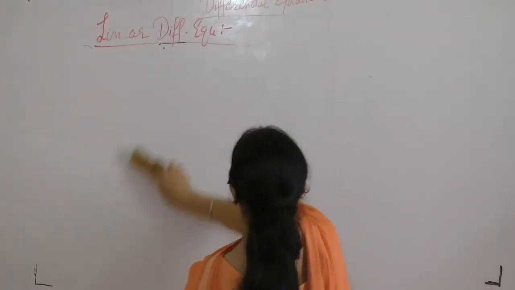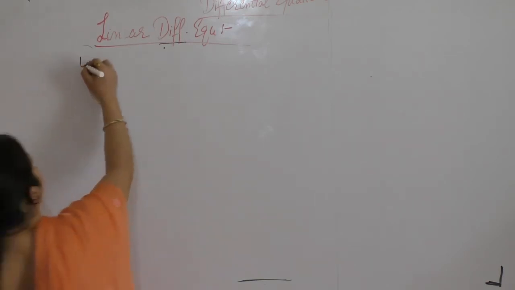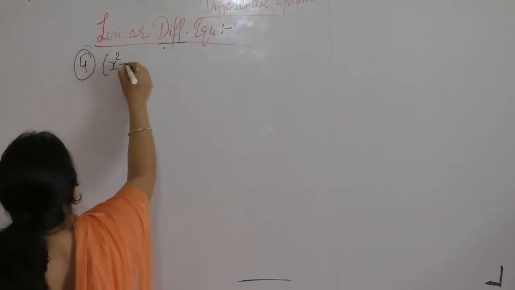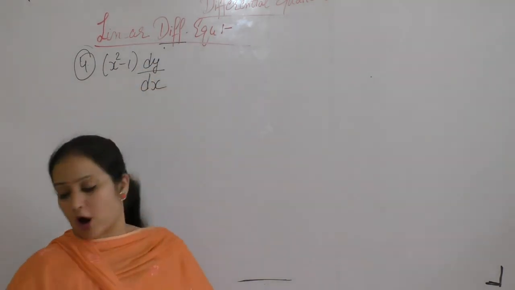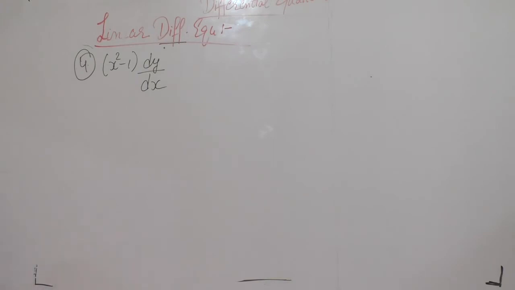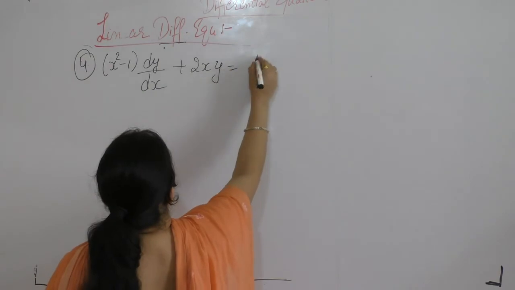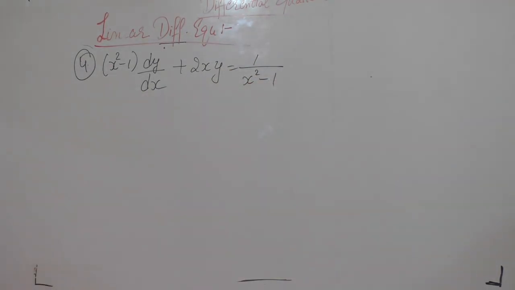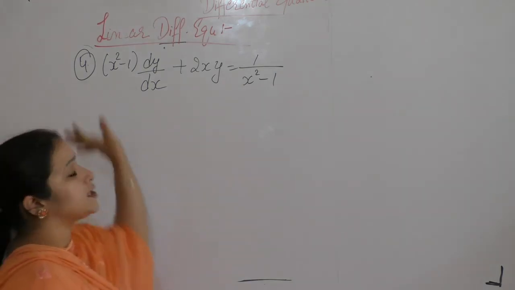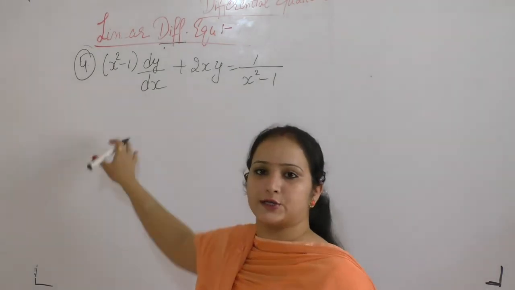Now the next question is question number 4. Solve the differential equation (x square minus 1) dy upon dx plus 2xy is equal to 1 upon x square minus 1. Now first we have to make the coefficient of dy upon dx unity.